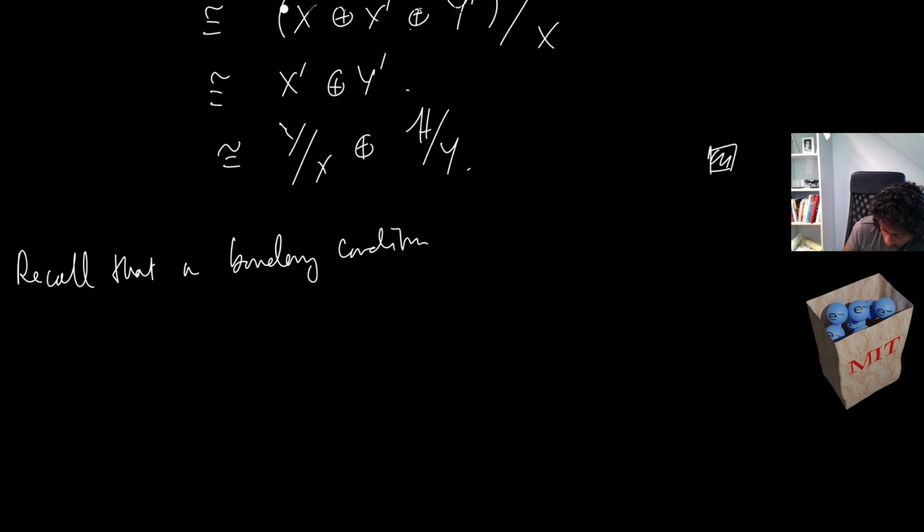Okay, now we don't need to talk about this at the level of boundary conditions that are elliptic, because the fact is more general than that. So recall that a boundary condition B is Fredholm if D_B is Fredholm.